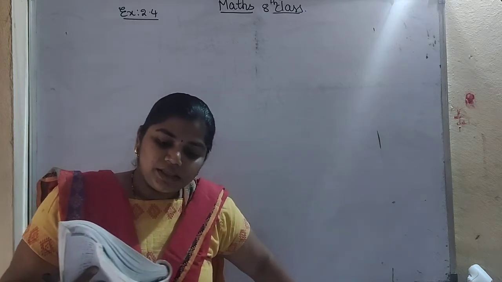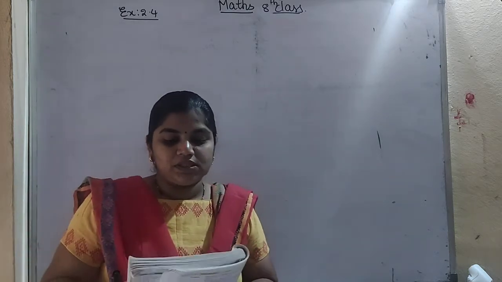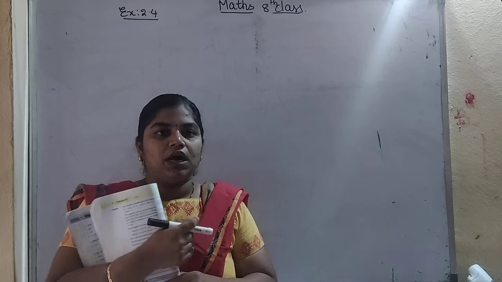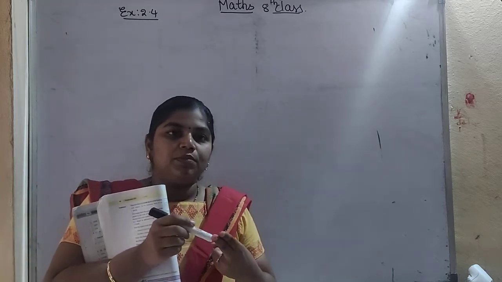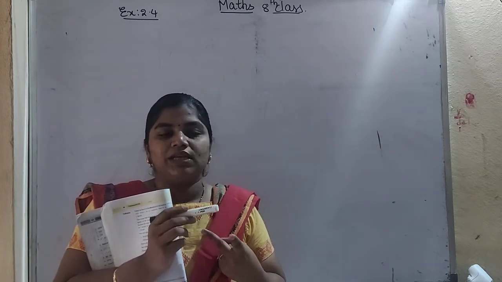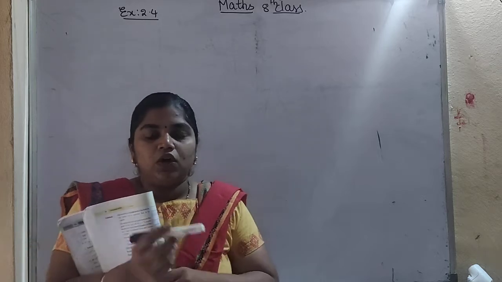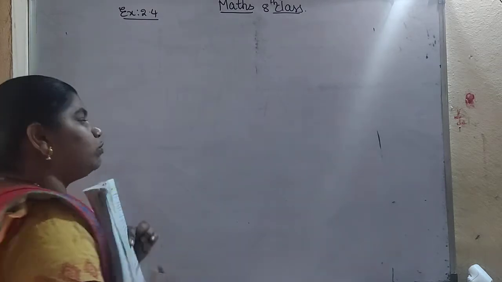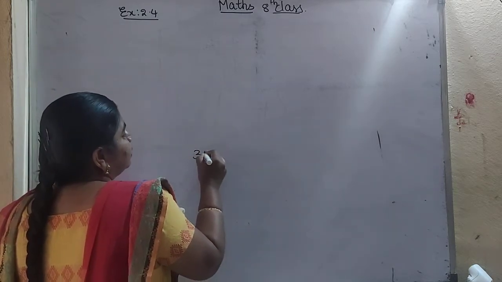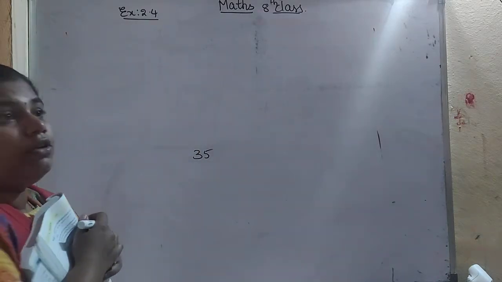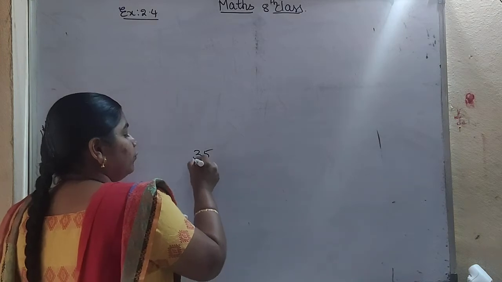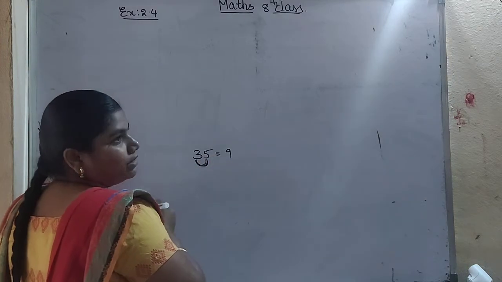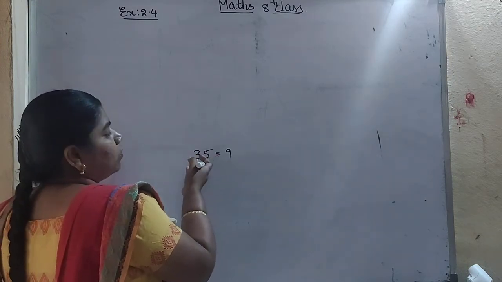So next question is, the number consists of 2 digits, the sum is 9. So a number is having 2 digits. A 2-digit number means it is having a ones place as well as a tens place. Okay, so a 2-digit number whose sum is 9. Suppose you are taking a 2-digit number, I am taking it as 35. If you add these two, the sum will be 9, it seems. So 5 plus 3 will not be equal to 9.